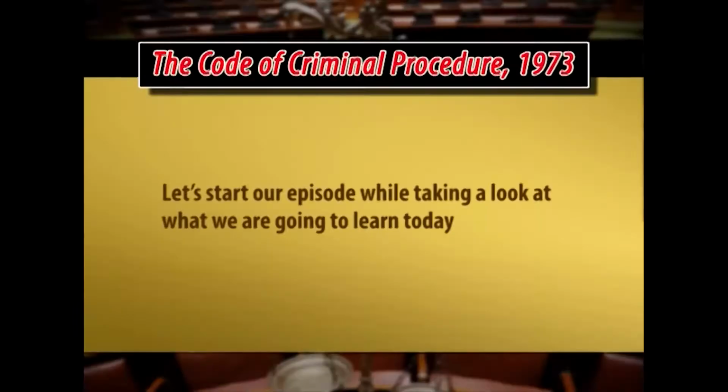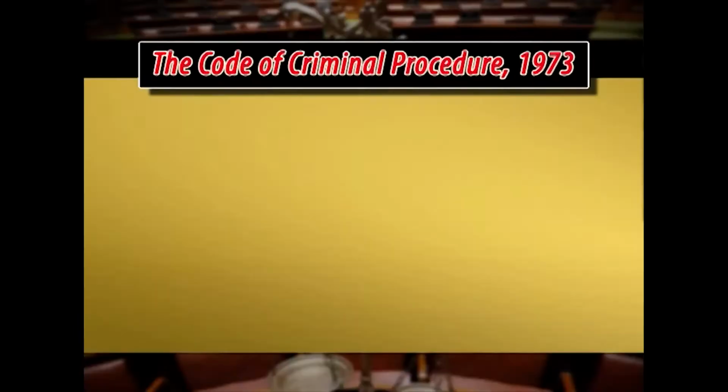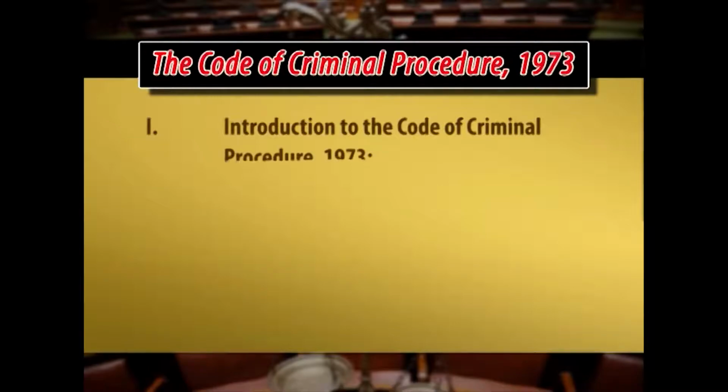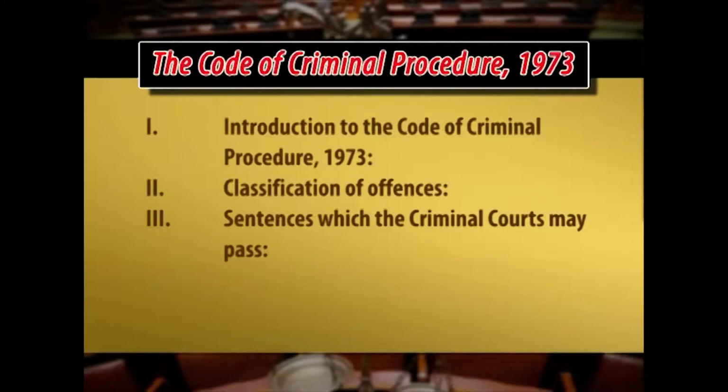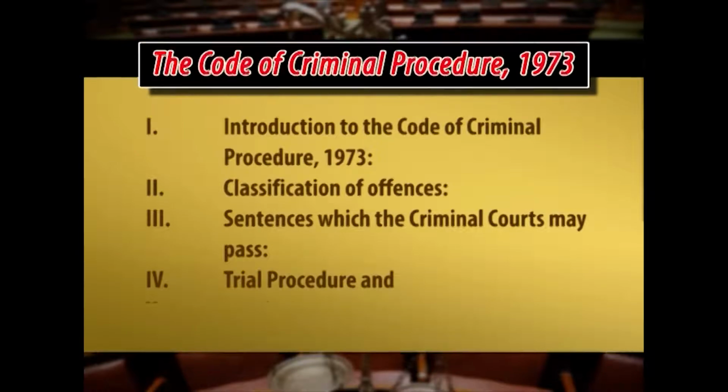With an interesting and learning episode on the important unit of the Code of Criminal Procedure 1973. Let us start our episode while taking a look at what we are going to learn today. Today we are going to learn about Introduction to the Code of Criminal Procedure 1973, classification of offences, sentences which the criminal courts may pass, trial procedure, and at the last, conclusion.